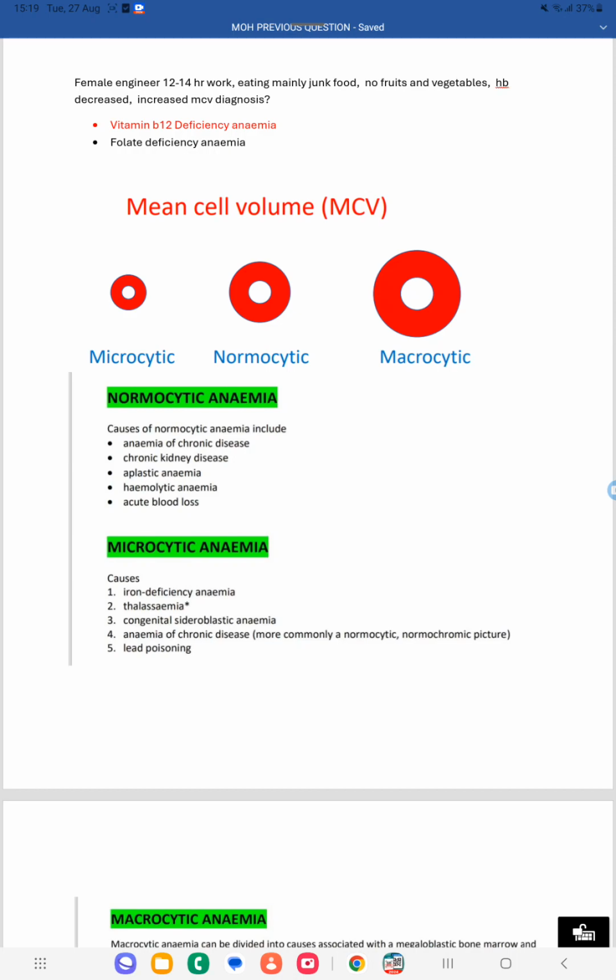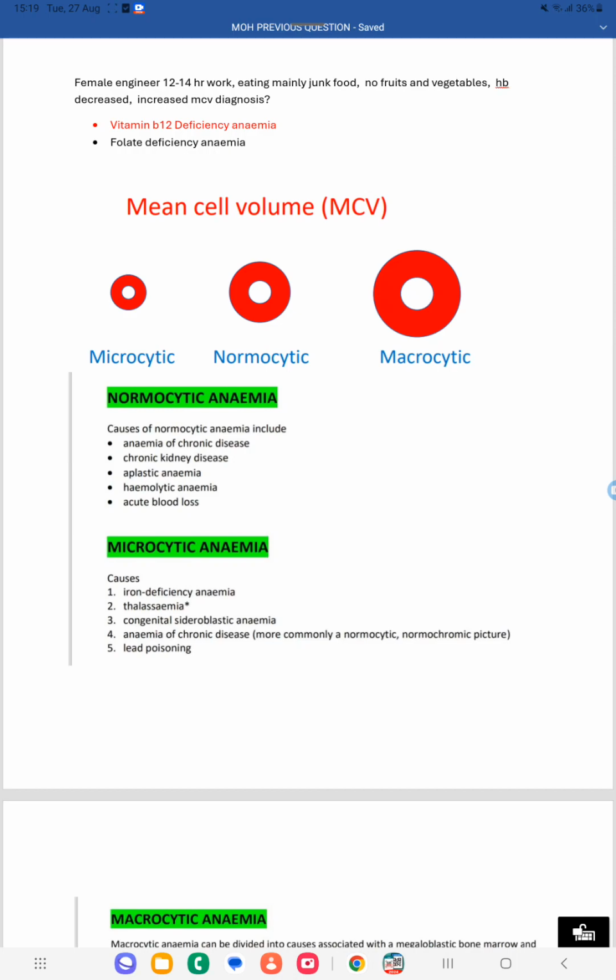Then thalassemia, congenital sideroblastic anemia, anemia of chronic disease, lead poisoning. Okay, so in these conditions you will be getting microcytic anemia. In anemia of chronic disease, usually you will be getting normocytic, normochromic anemia, but sometimes you can get microcytic. Okay, that is an exceptional case.